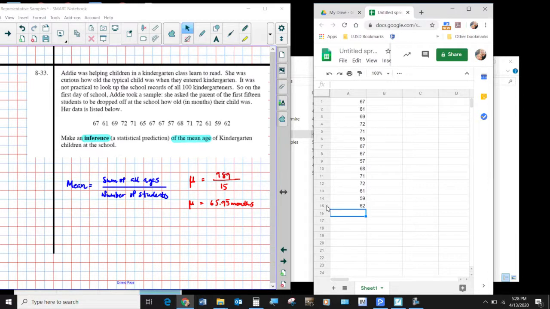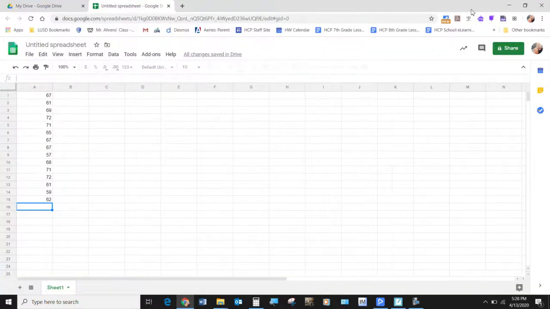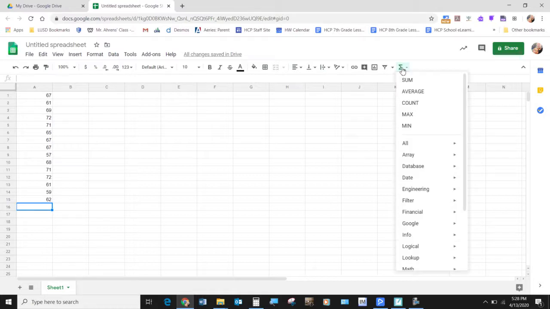Also, notice how these cells are numbered. I know I had 15 numbers there, 1 through 15. Yes, that's in the 15 slot. Now is where I'm going to expand this back out, and I'm going to use this function right here where it says to take an average.